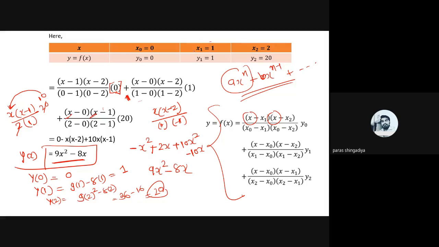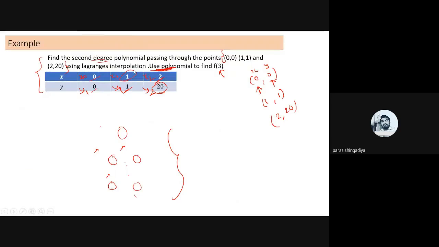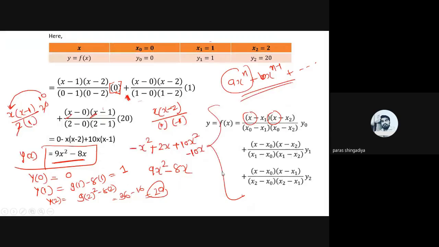And now in this question, there is one value given that you have to predict, f of 3. Use the polynomial to find f of 3. So now replace x equal to 3 in the equation and check the answer. That is our required answer. x is equal to 3. So f of 3, otherwise y of 3, is equal to 9 times 3 squared minus 8 times 3. So 3 squared is 9, and times 9, that will be 81. Clear? 81 will come here.